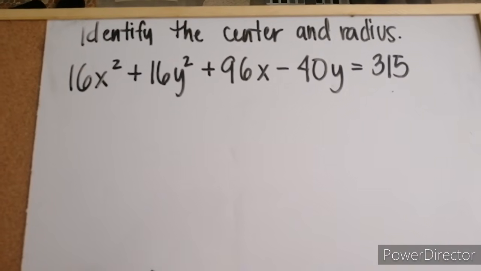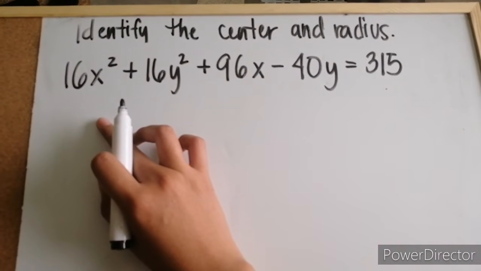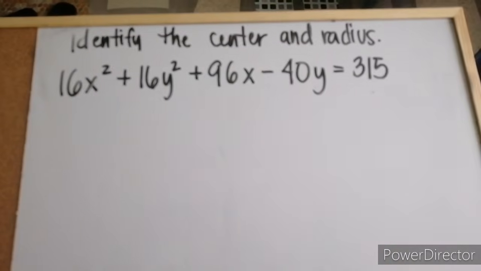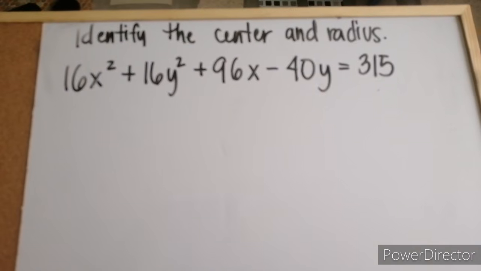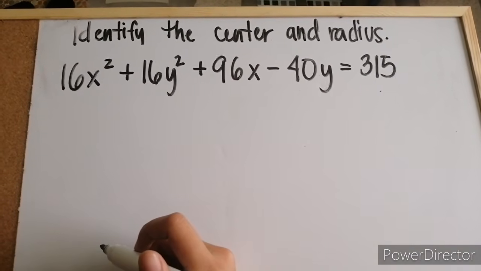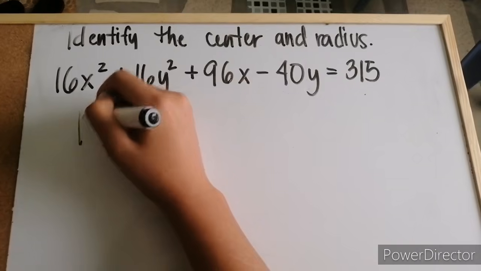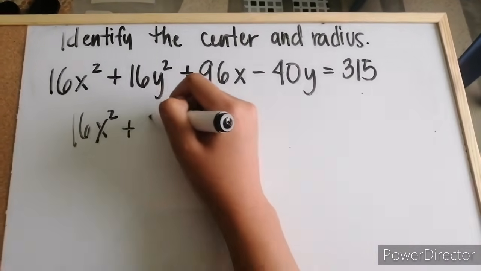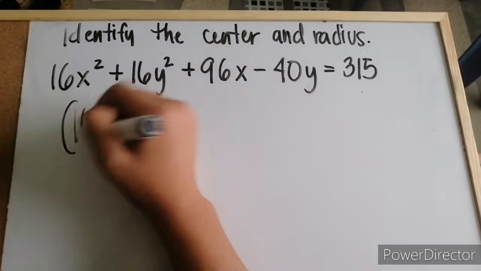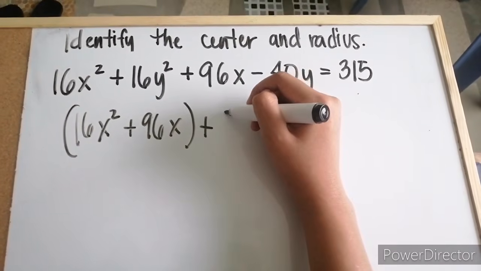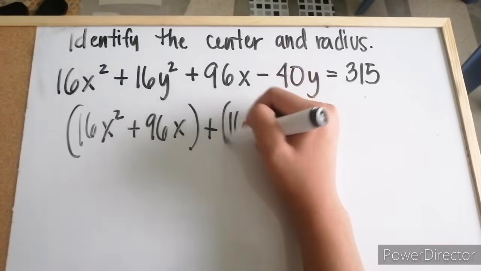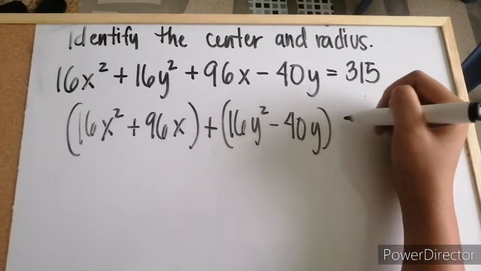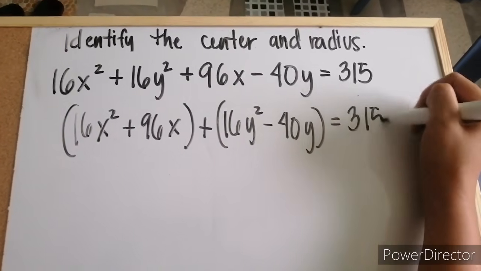For our last problem, we have 16x squared plus 16y squared plus 96x minus 40y is equal to 315. So again, first thing that we have to do is to group the same variables. We have 16x squared and then plus 96x. Group them, plus 16y squared minus 40y is equal to 315.